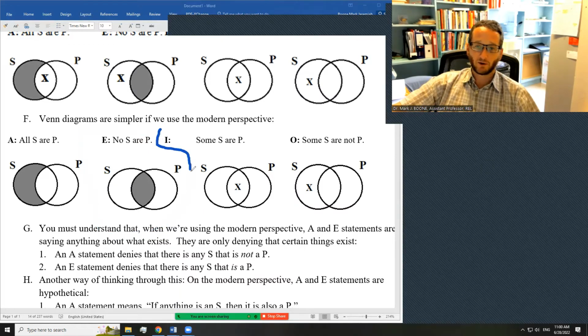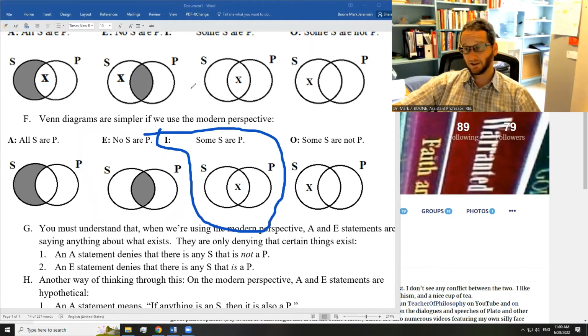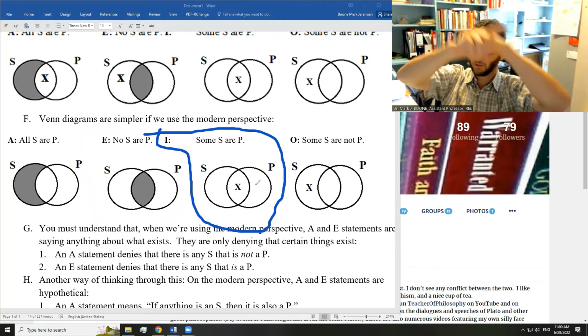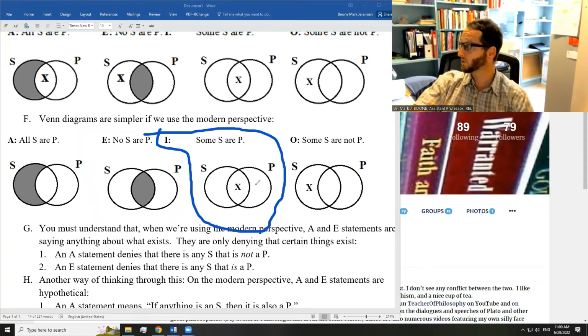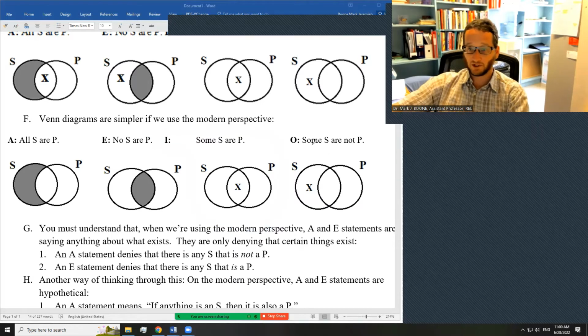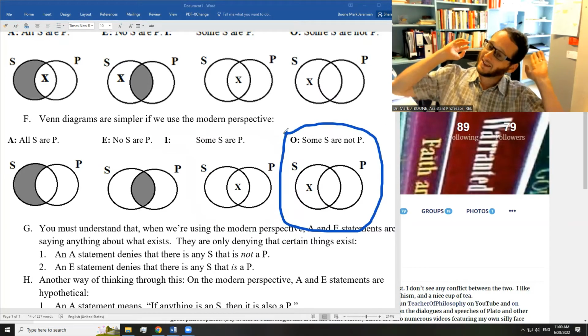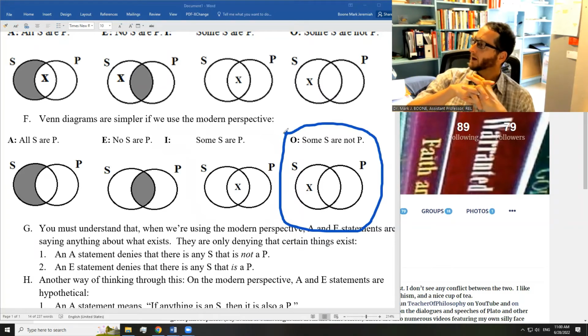For the I-form categorical proposition, it's exactly the same as in the Aristotelian position: overlapping circles, subject term circle on the left, predicate term circle on the right, put an X in the overlapping region. For an O-form proposition, some S are not P, put an X in the region to the left, some S are not P.